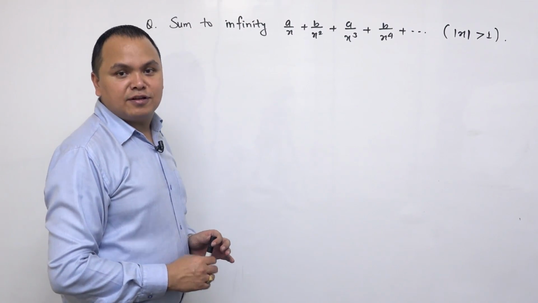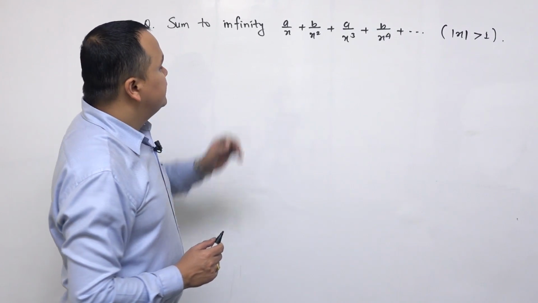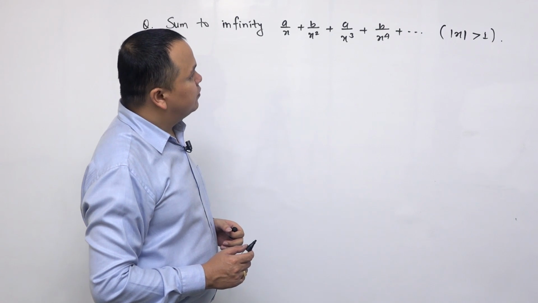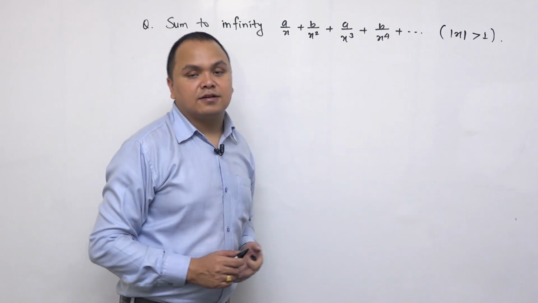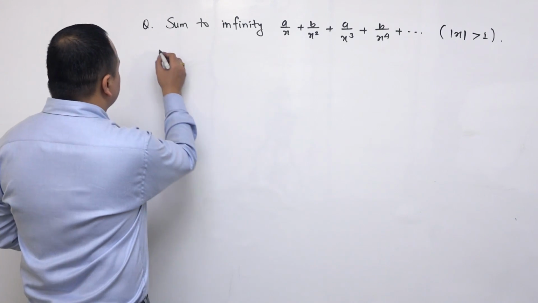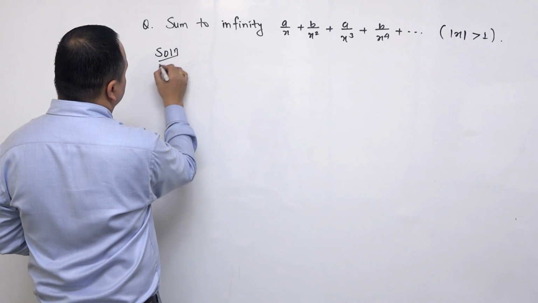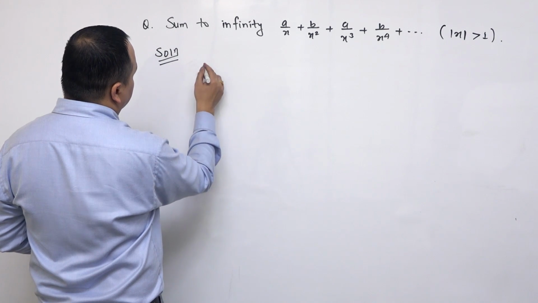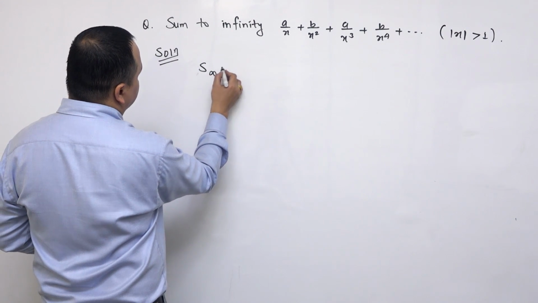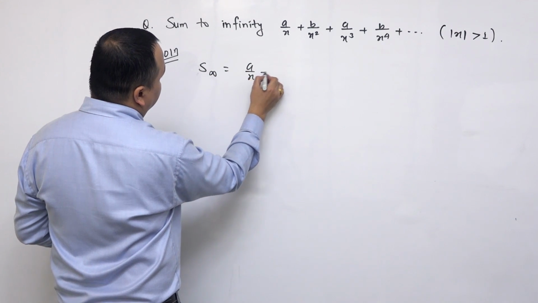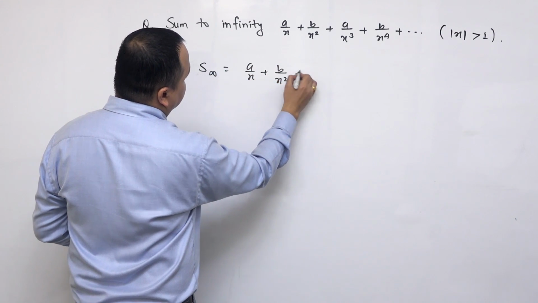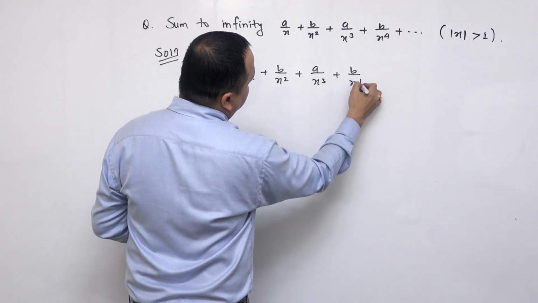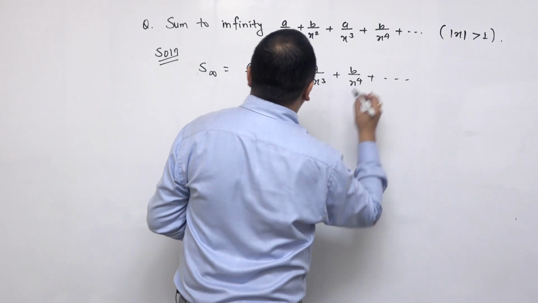Now we take another example. Sum to infinity: a upon x plus b upon x square plus a upon x cube plus b upon x to the power 4 plus dot dot dot. So its solution: S infinity is a upon x plus b upon x square plus a upon x cube plus b upon x to the power 4 plus dot dot dot.